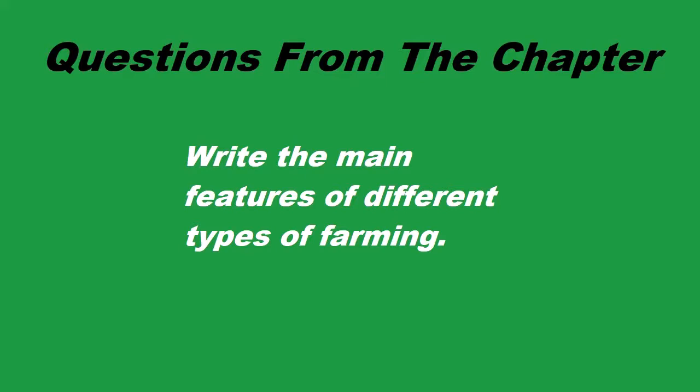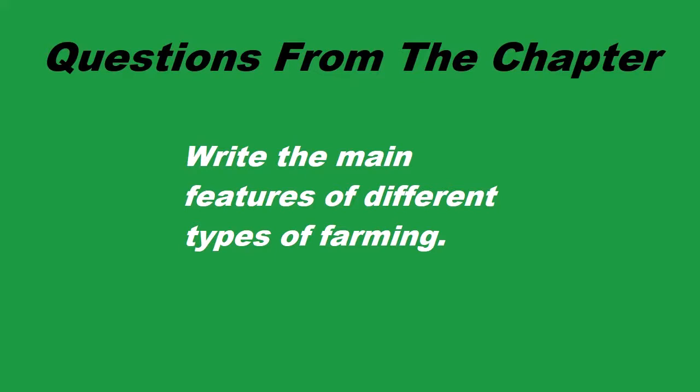Now questions from the chapter. First is, write the main features of different types of farming. So subsistence farming, its three main features are: farmers use primitive methods of farming to grow crops. Labor is provided by members of the farmer's family, and mostly manure and a little of chemical fertilizers are used.